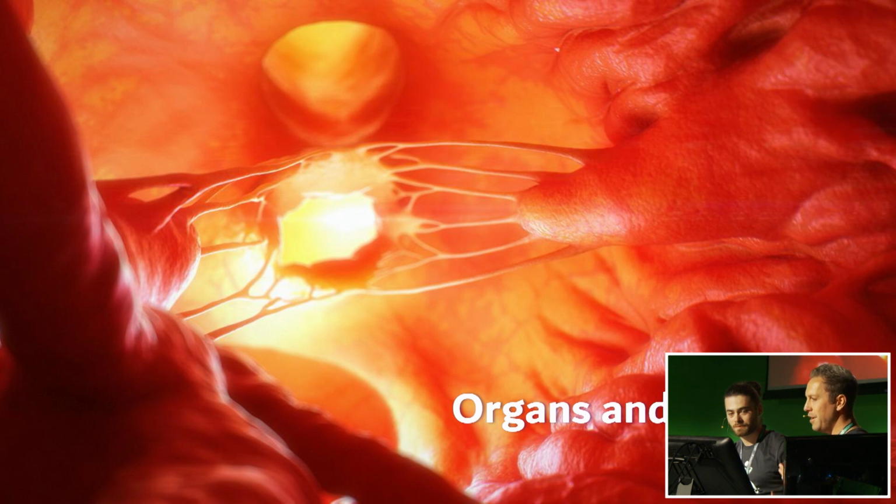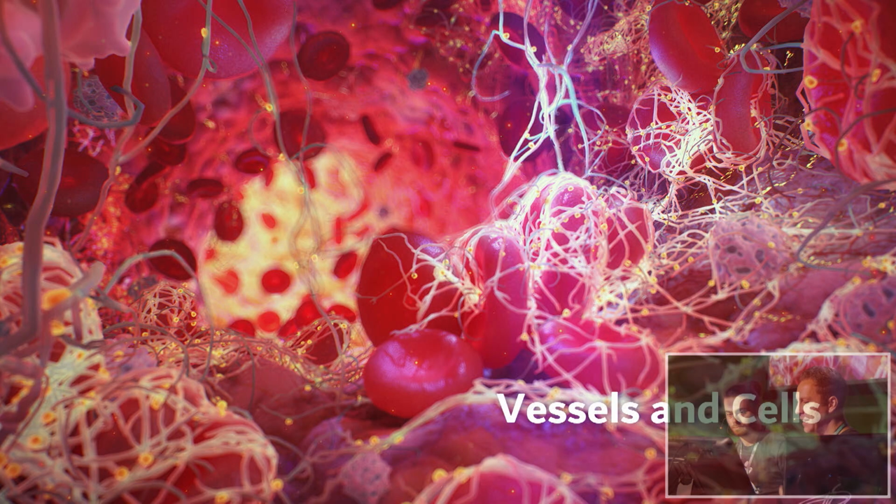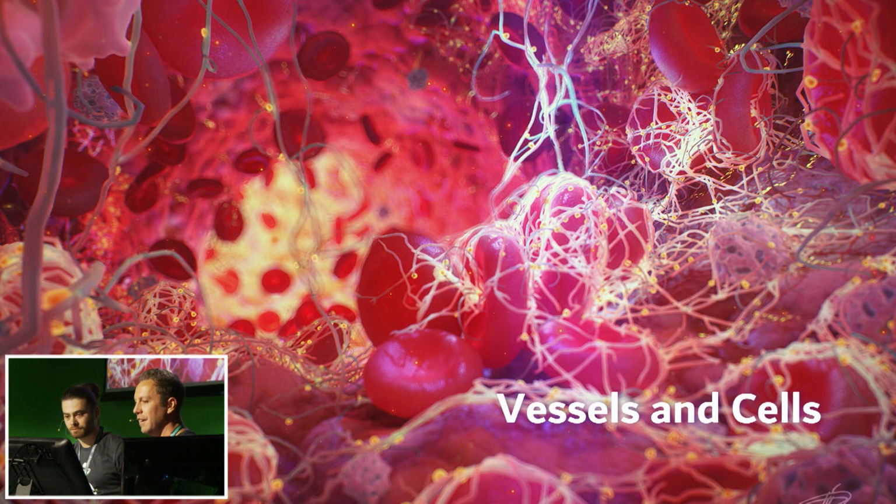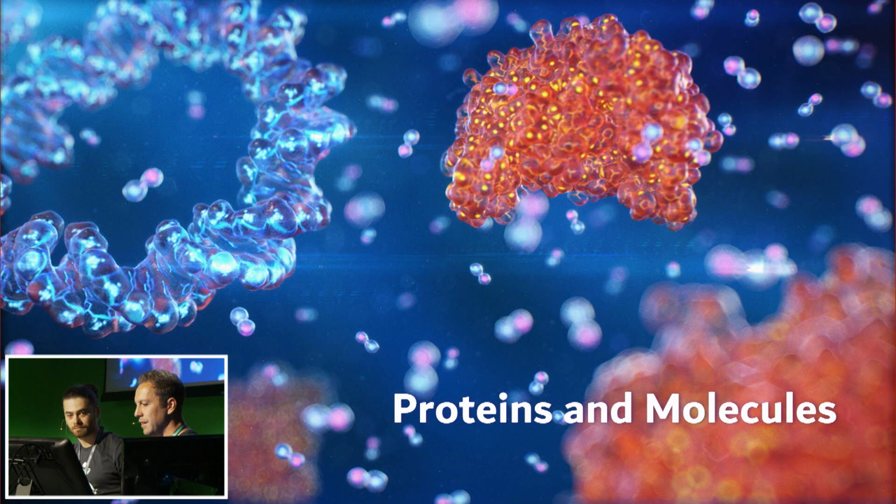So we show the body at all different scales. We can be inside of a heart at the organ and tissue level. We can be inside of a vessel, looking at red blood cells and fibrinogen showing a clot. We can be down to the protein molecular level, looking at DNA and proteins and molecules.